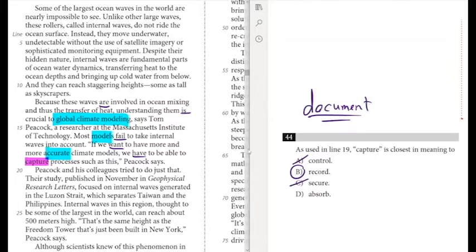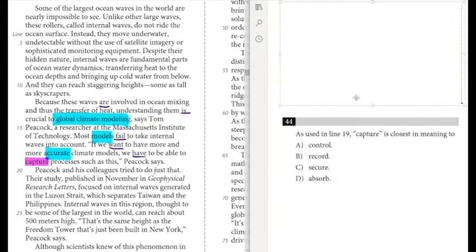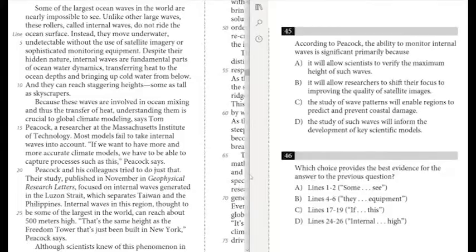To secure processes, well, we're not securing the process. We're not making sure the process happens. We're not providing security for it. Instead, we're just writing down, recording information about it. And to absorb processes, well, to absorb is just totally different than what we're looking for. We're looking for documenting it, writing it down, creating records of it. And so the answer for 44 is going to be B.